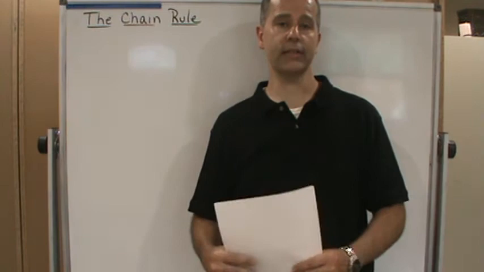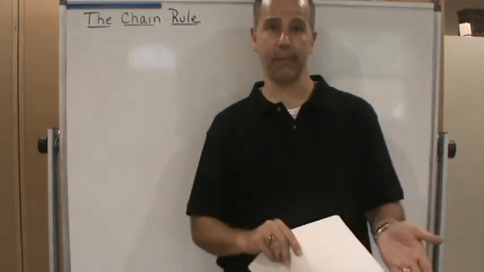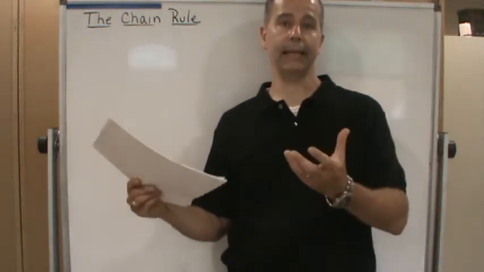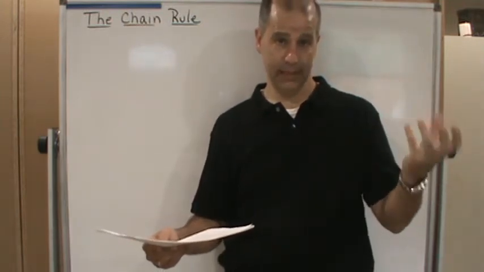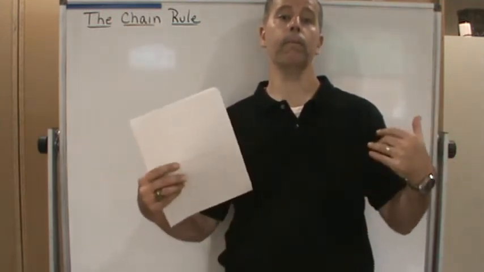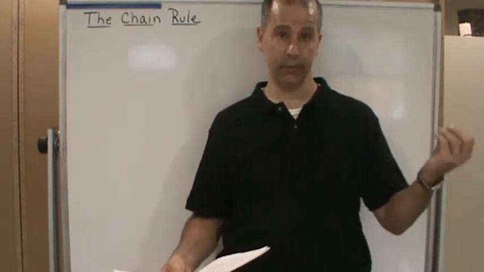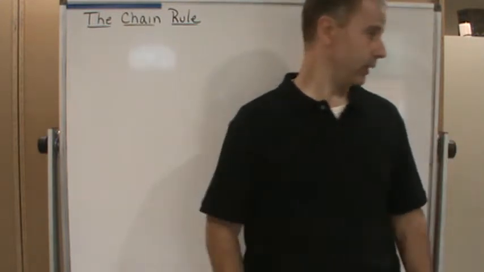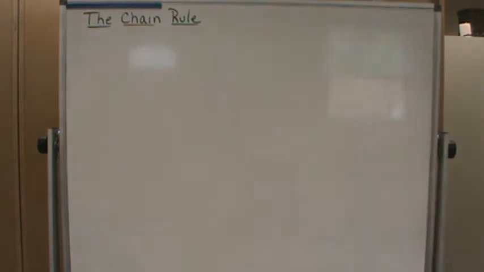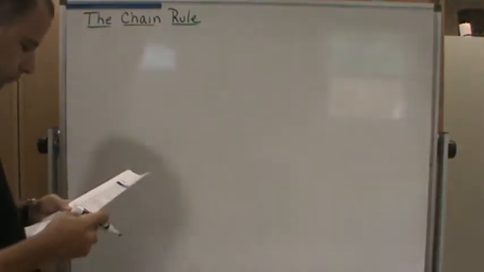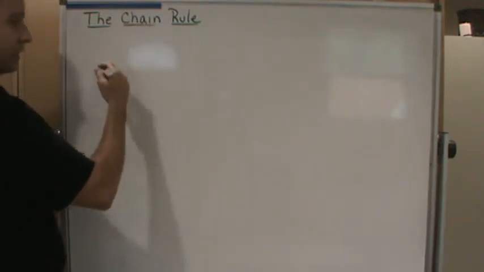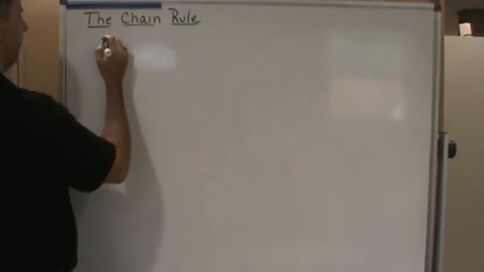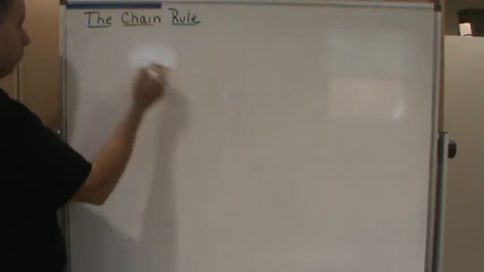The chain rule says that we can find the derivative of a composite function by taking the derivative of the outside function at the inside function, multiplied by the derivative of the inside function. So let me do an example and walk you through what I'm talking about. Let's see what we can do with this one. This is just to help derive the chain rule.